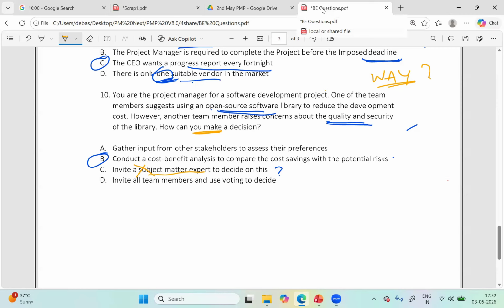Why is B the right answer? Conduct a cost benefit analysis to compare the cost savings with the potential risk. That is a very scientific way to decide. Compare how much saving versus what is the risk that it introduces. If the saving is $10 and it introduces a lot of risk, I better not adopt that. However, if the saving is $500,000 and there's an amount of risk, is it worth it or not? So B presents a nice scientific way. I would prefer that. So that's how B and not C.